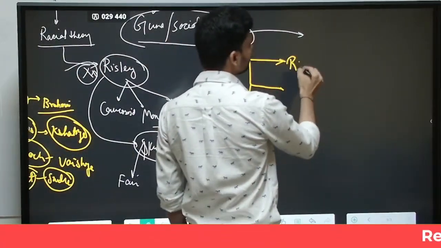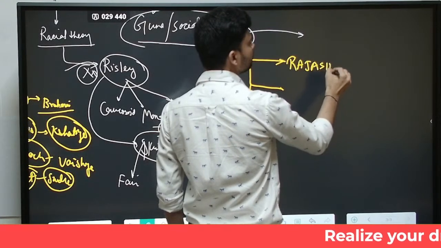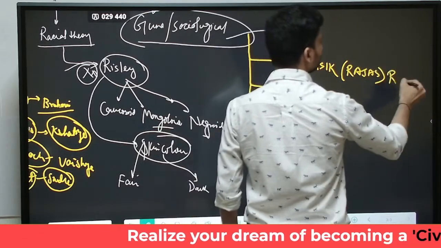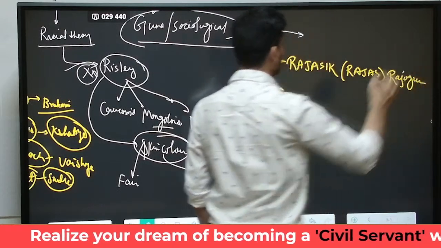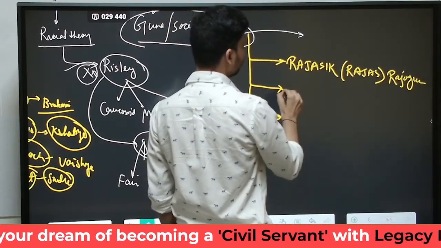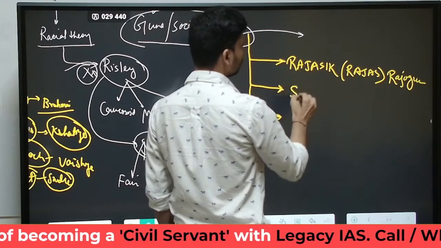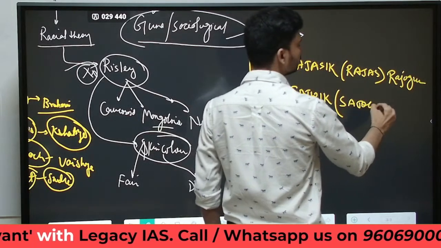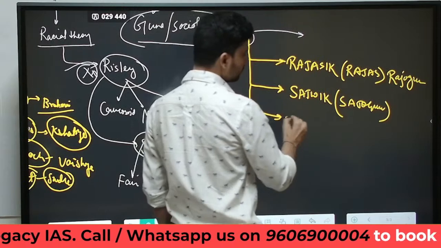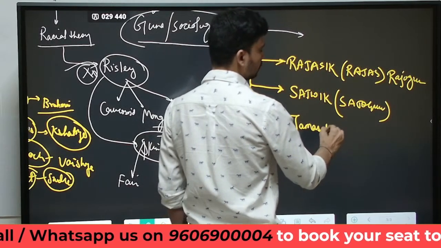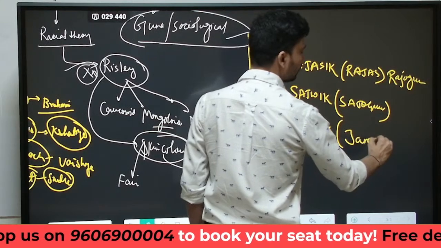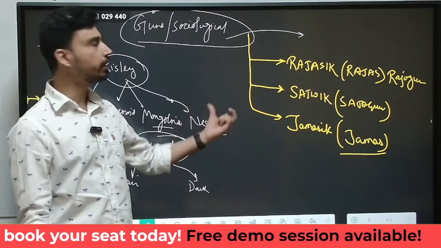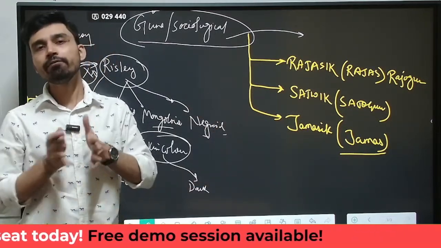The first quality is called Rajasic quality, because of the predominance of Rajas, also written as Rajogun. Similarly, another quality is Sattvic, also referred to as Satogun. And the third is Tamasic quality, that is the dominance of tamas, which is related to darkness. So all individuals have three qualities: Rajasic, Sattvic, and Tamasic, but in different proportions.